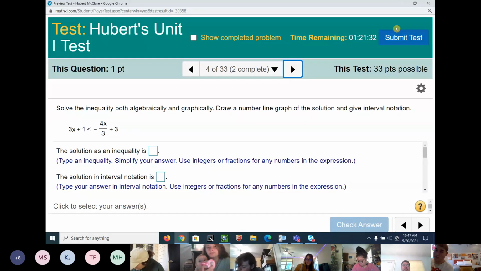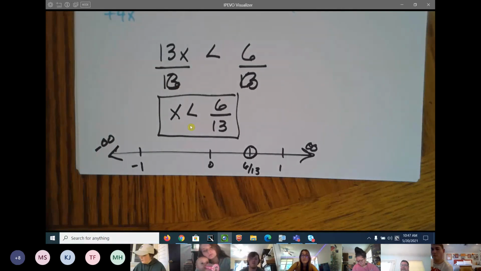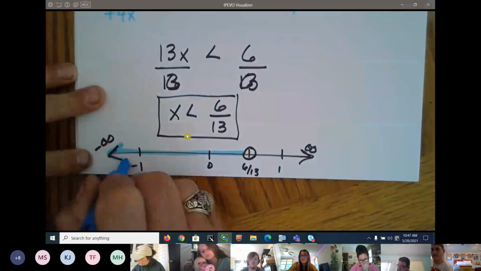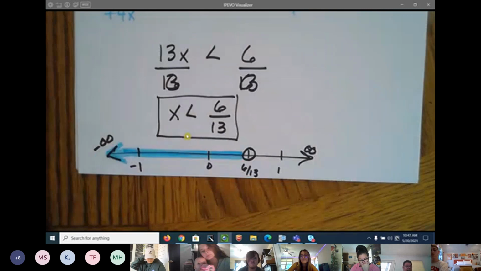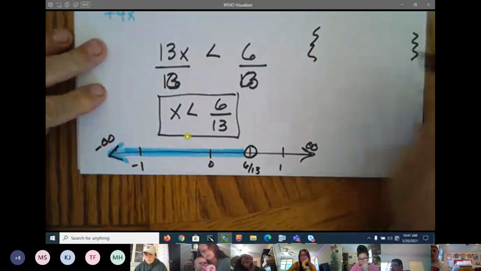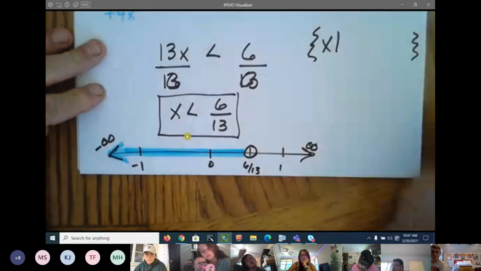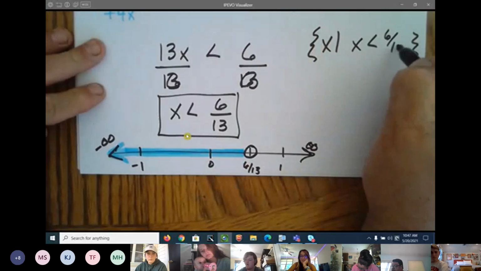So what numbers are less than 6/13? Somebody tell me what side? Less, left, right? Left. Yes. So set builder notation is pretty simple. All you got to do is just rewrite the problem. Put braces, put x such that, and then rewrite this. X is less than 6/13.